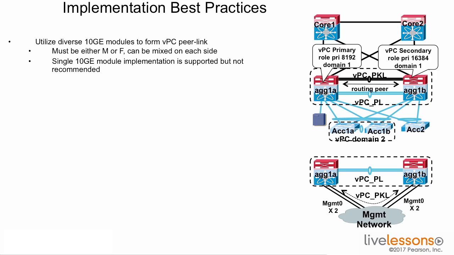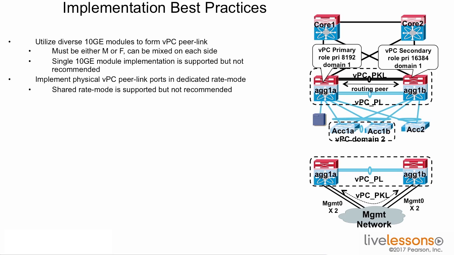Once again, it is recommended to have module diversity and not deploy this on a single 10 gig module, even though it is supported. Another best practice would be to implement physical vPC peer link ports in dedicated rate mode. Some Nexus 7000 modules have the ability to share port ASICs across multiple ports. This gives you quite a bit of scalability at the sacrifice of performance. In this case, we recommend using the highest performing dedicated rate mode for the vPC peer link ports.